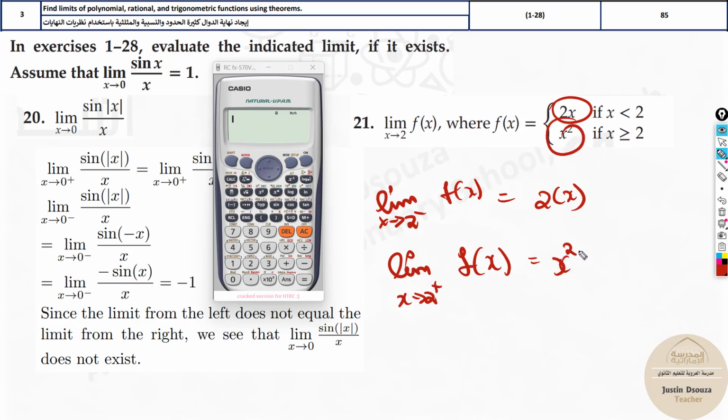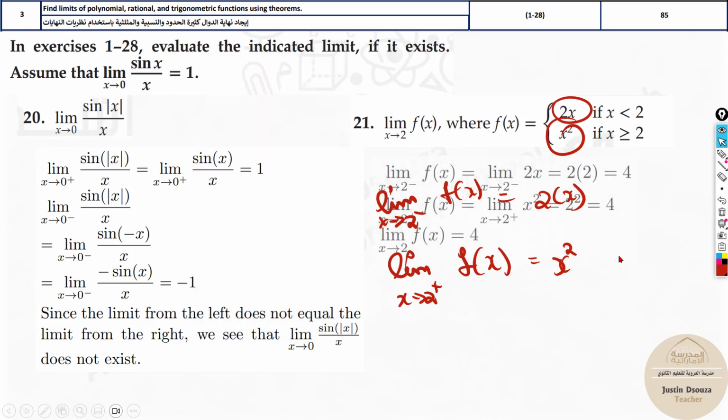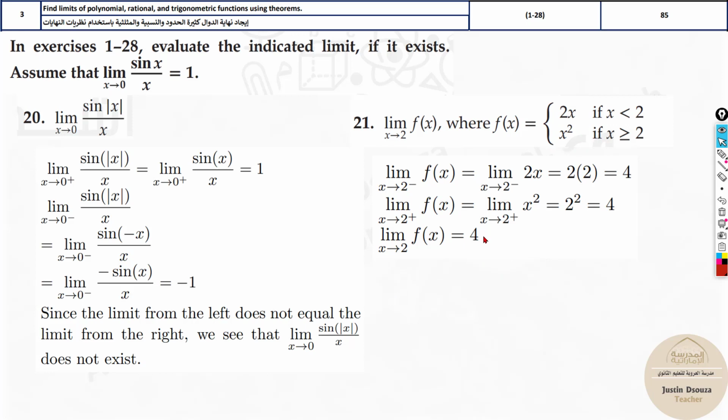Is that okay? So now I will substitute 2 for the x value. I know this is a polynomial, it's defined everywhere. So even if I put this value in, you're not going to get an undefined answer. The first is 4. What about the second one? 2 squared is also 4. Yes, the limit exists. So this is the answer.